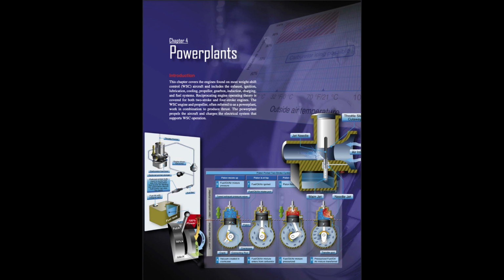Reciprocating engine operating theory is covered for both two-stroke and four-stroke engines. The WSC engine and propeller, often referred to as a powerplant, work in combination to produce thrust. The powerplant propels the aircraft and charges the electrical system that supports WSC operation. End of page 4-1.